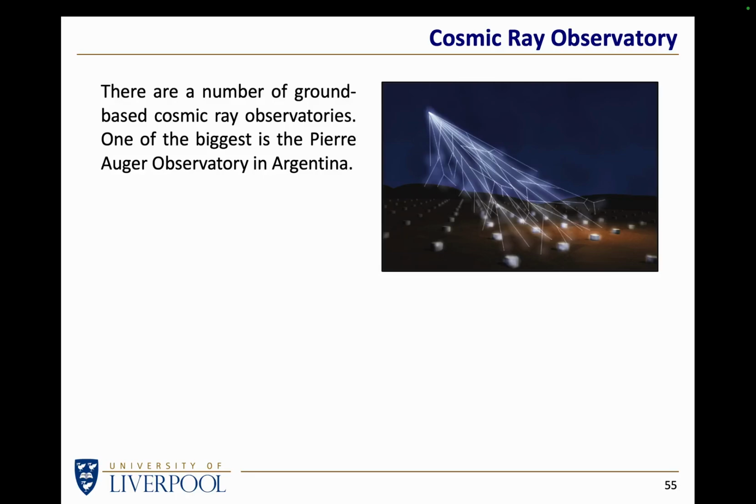In addition, we want to know what makes it to ground level. So there are various detectors scattered over the surface of the Earth. There's a few really big observatories dotted around the Earth.